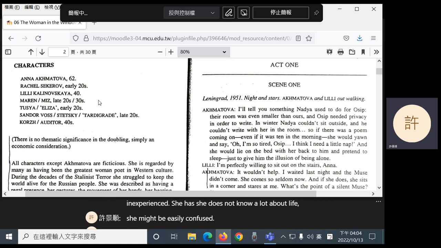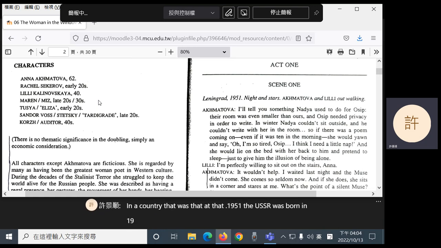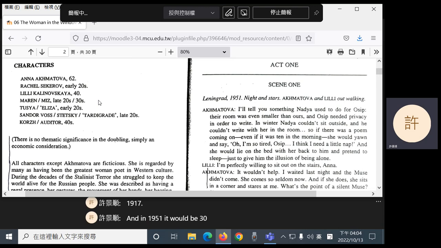Whereas when it says that Anna Akhmatova is 62, first of all, she is a historical person. So we know in 1951 exactly how old she was. But the idea that she is in her 60s in a country that was, at that point, 1951, the USSR was born in 1917. And in 1951, it would be 34 years old. So Anna Akhmatova is almost twice as old as her country.